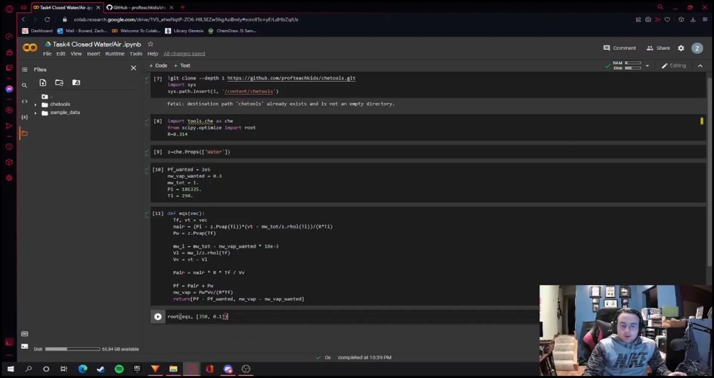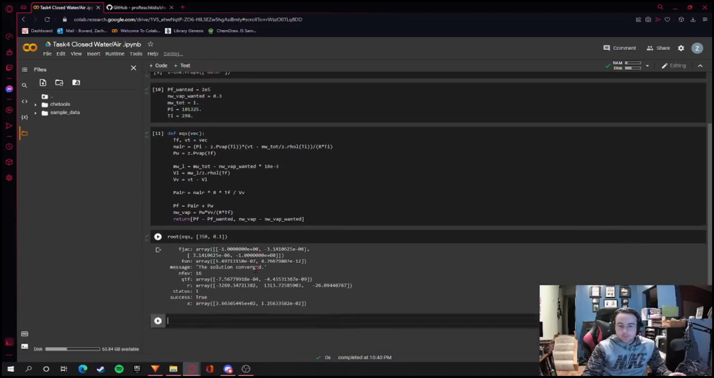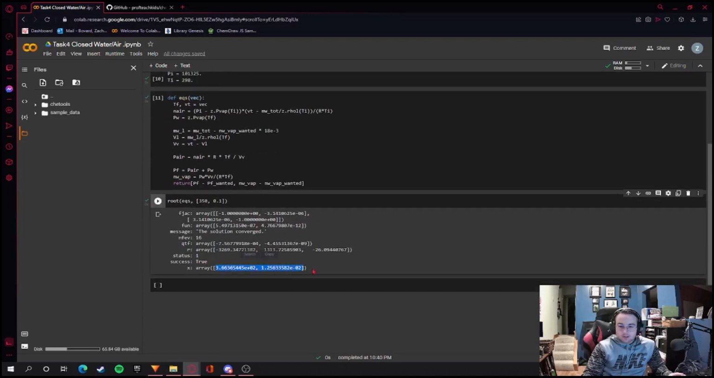Finally, we can go and run this guess that we were given in class as a pretty accurate guess. And we'll do that. And so basically what this is telling us is our final temperature has to be 366 Kelvin. And then it also has to be 12 liters in volume, because this is in cubic meters, and there's 1,000 liters in 1 cubic meter, and so this converts to 12 liters.